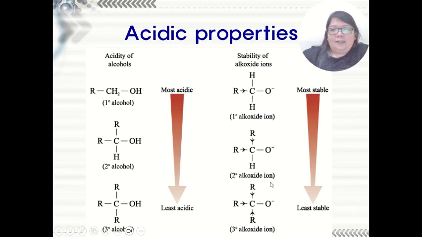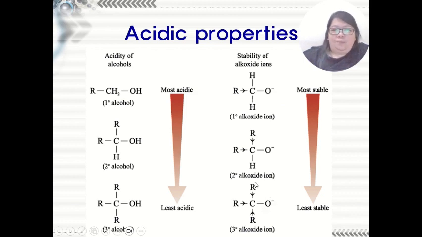Now, again, unstable means more likely to accept a proton in the solution and reform the molecule. Then you have fewer hydrogen ions in the solution, so it is less acidic. So primary alcohol is the strongest acid. Tertiary alcohol is the weakest acid. For the stability of alkoxide ions, the primary alkoxide ion is the most stable. The tertiary alkoxide ion is the least stable because the O here is the most negative.